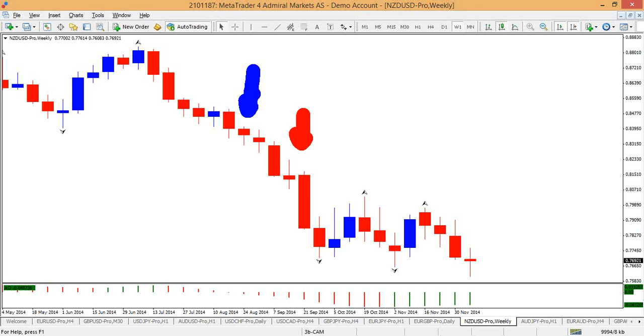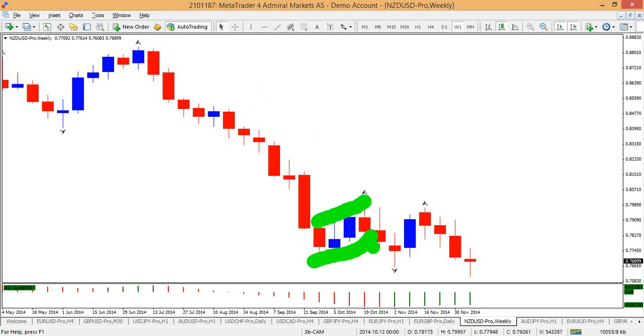All weekly candles, when there's a trend momentum going on, usually have lower lows, lower highs, or higher highs, higher lows. In this case, most candles here, the highs and lows are lower, with a few exceptions where we had a bit of retracement here. And here.